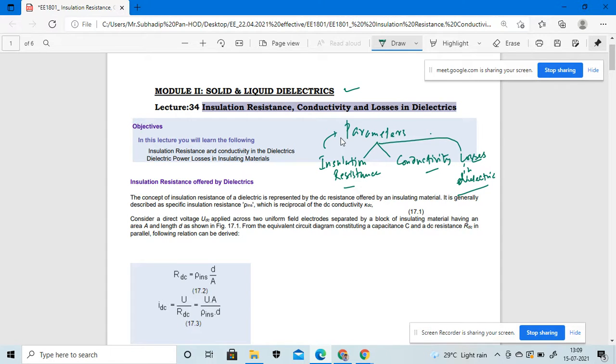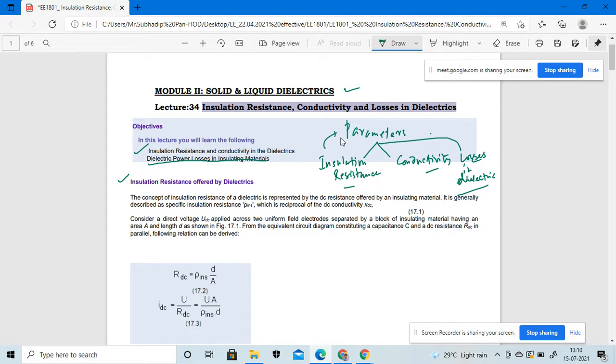Before starting, we have to discuss this today. If time permits, we will discuss the dielectric power losses in the insulating material, which depend upon the different behavior of the dielectric mediums, right? So first we have to start with the insulation resistance for the dielectrics.